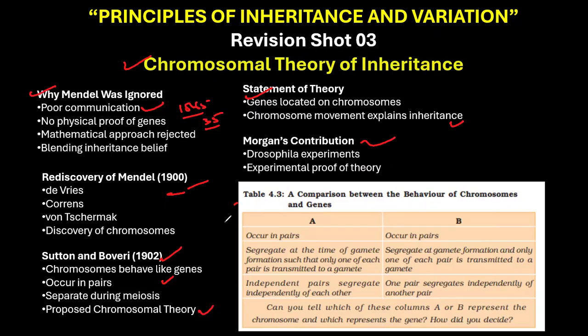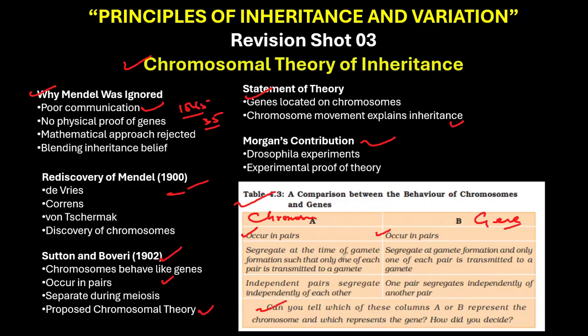Then there is one table given, and the question asked is: can you tell which of these columns represents the chromosome and which represents the gene? This can be asked in the exam. Both look the same. Both occur in pairs, but they have not mentioned whether this is the chromosome or the gene. So this one is chromosome, just remember that. This is the answer to this question, and this is gene.